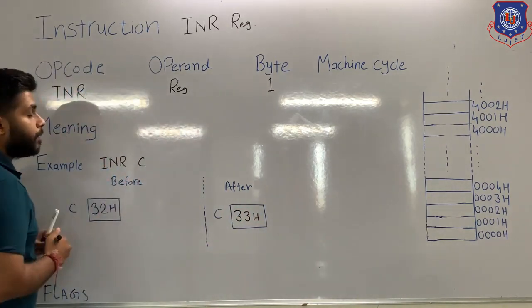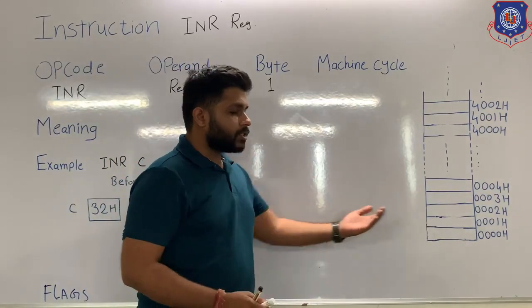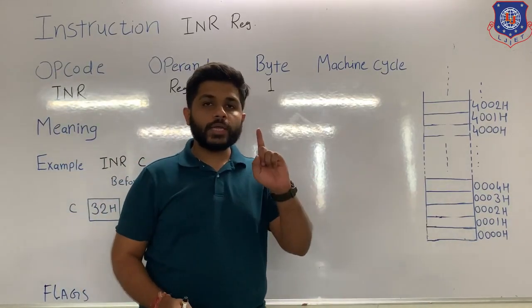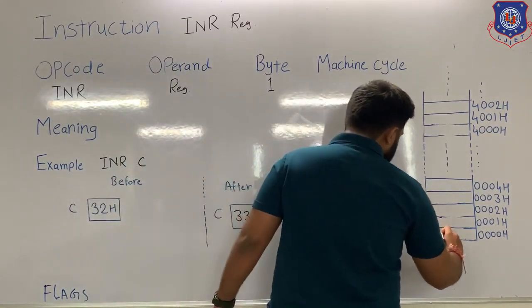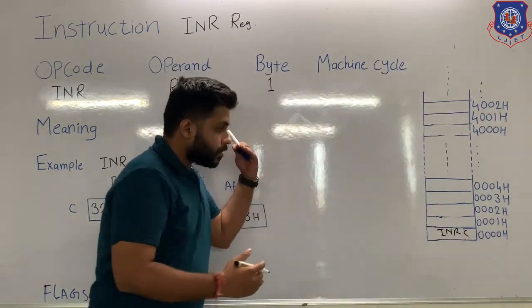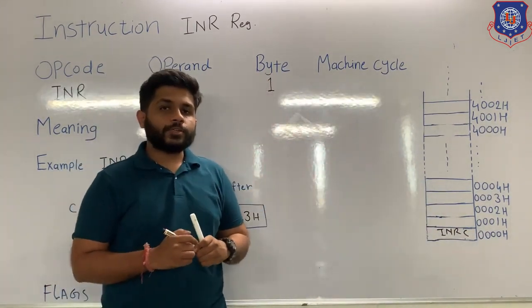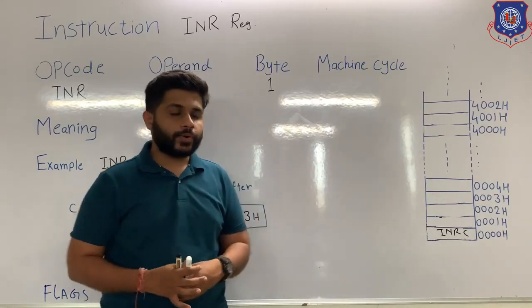Now let's see the machine cycle. This instruction is of 1 byte. So when we give this instruction to the memory, it will occupy only one memory location. So let's store this instruction in the memory, INR C. When instructions are stored, the processor will start its task, that is to fetch, decode and execute.